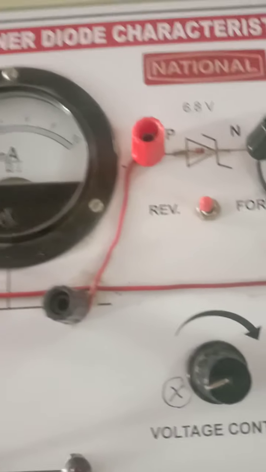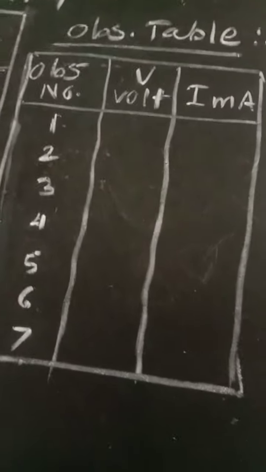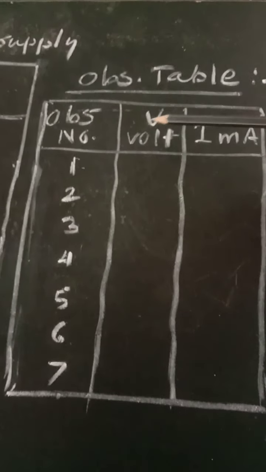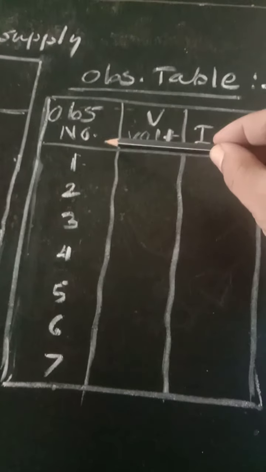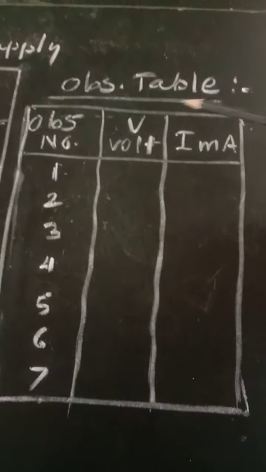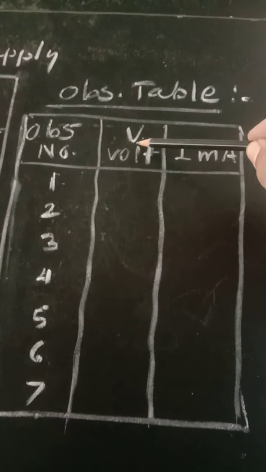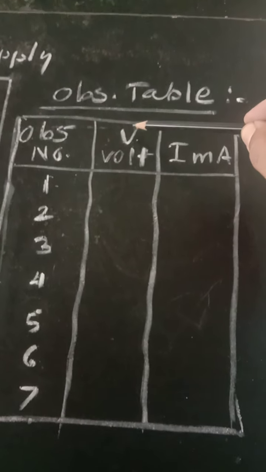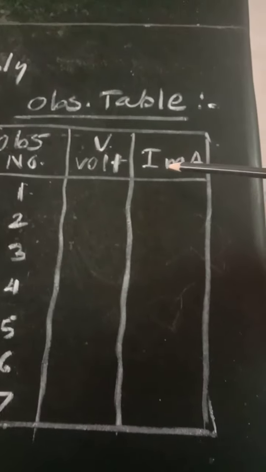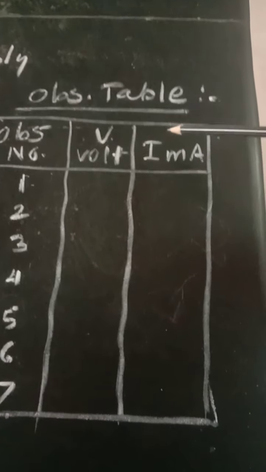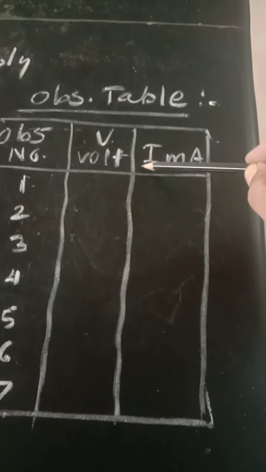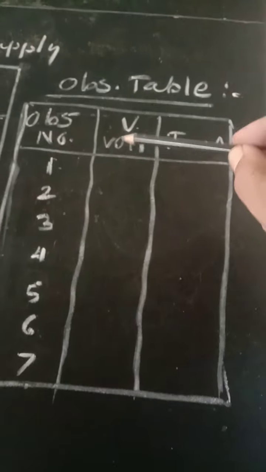Now after observations there will be observation table. Now the observation table will be as shown. So in the observation table, observation numbers will be there serially, near about 15 readings we will have to take. That's why 1 2 3 4 5 and so on. Then in the second column we will have to write the voltage shown by the voltmeter, that is V in volt. In the third column we will have to represent the current through the diode, that is I in terms of milliampere. So that will be regarding the observation table.